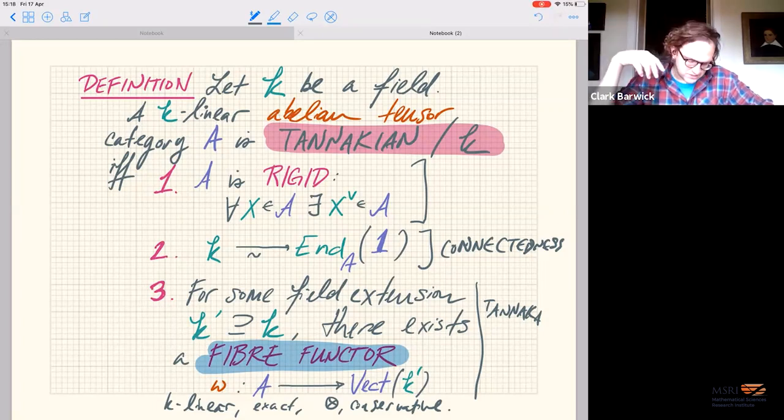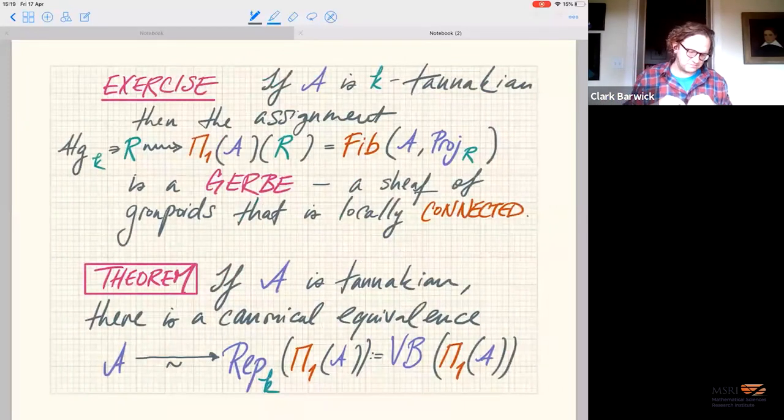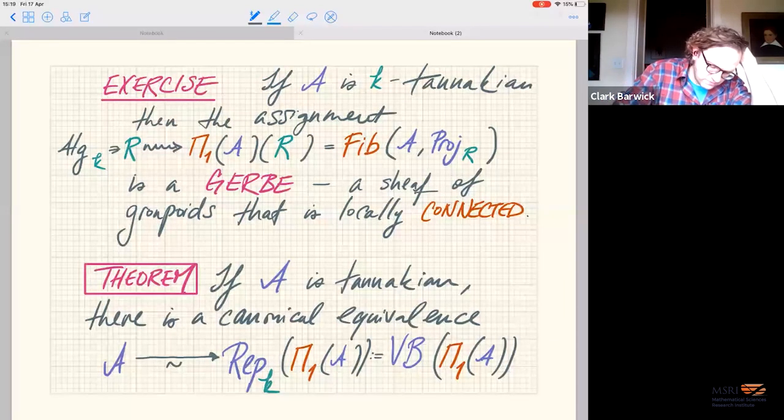So the thing I'm going to say now is that if you happen to have a Tanakian category, it's always representations of, well, if not an affine group scheme, then representations of something that's slightly stackier, a gerbe, that's what it's called. Okay, so let's write that down. So if you have a Tanakian category, then what can you do?